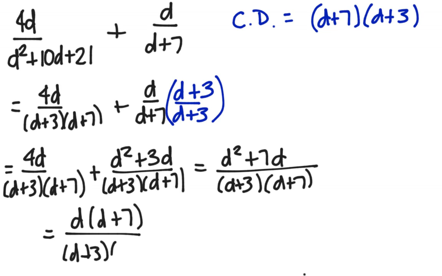And again, that's helpful because I can reduce, since both numerator and denominator have a factor of d plus 7. So my final answer in this problem is d over d plus 3.